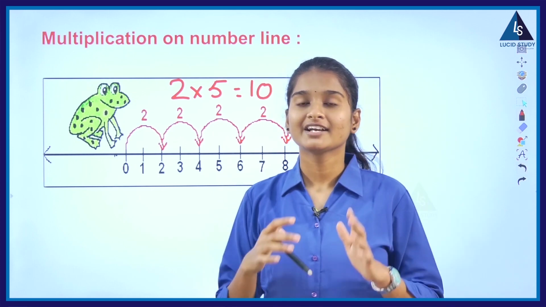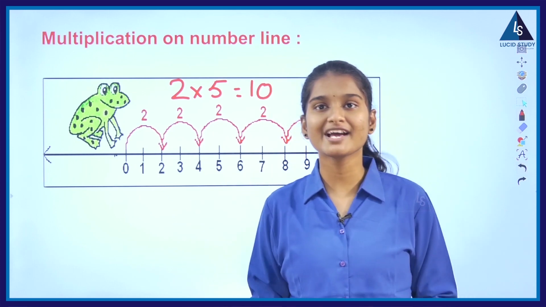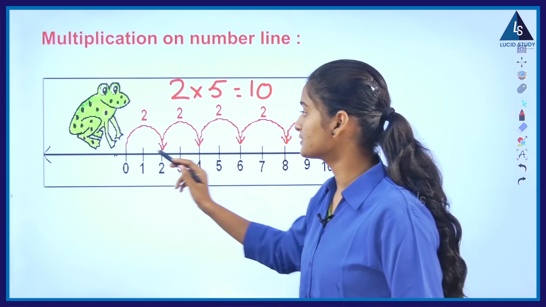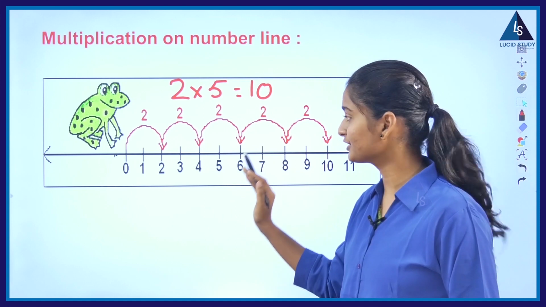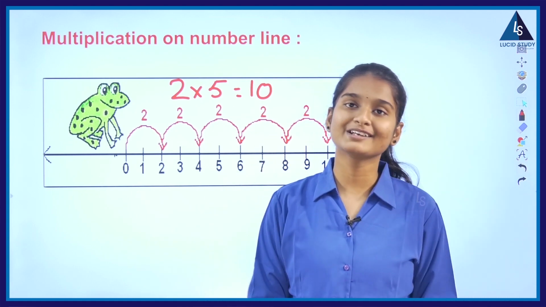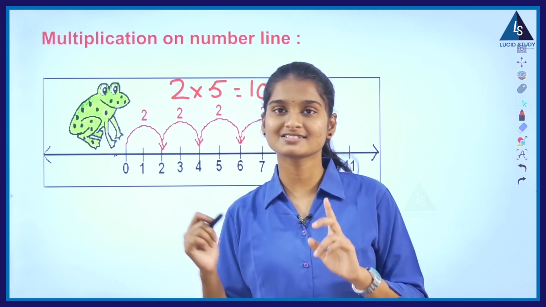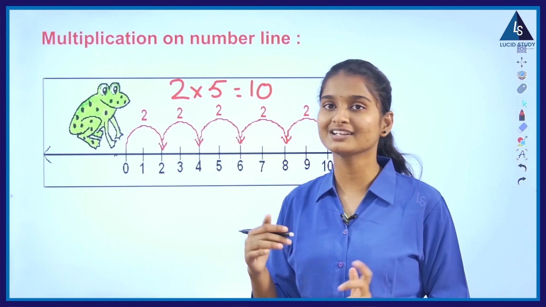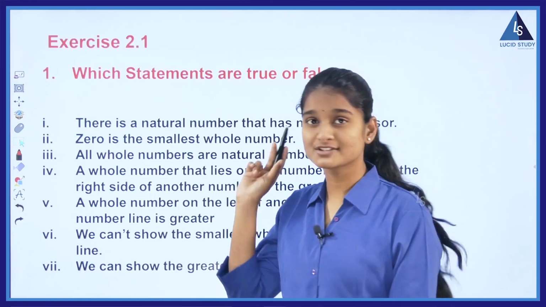So children, here as they are whole numbers, we are moving to the right side of the number line when we multiply. So 0 to 2, 2 to 4, 4 to 6, 6 to 8, 8 to 10. So that is nothing but 2 into 5 is equal to 10. So children, this is how we represent multiplications on the number line. Let us go through exercise 2.1.